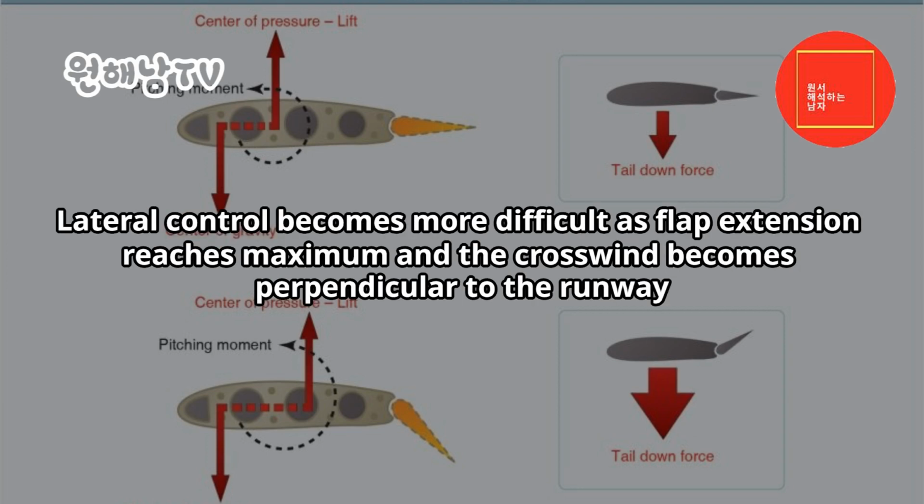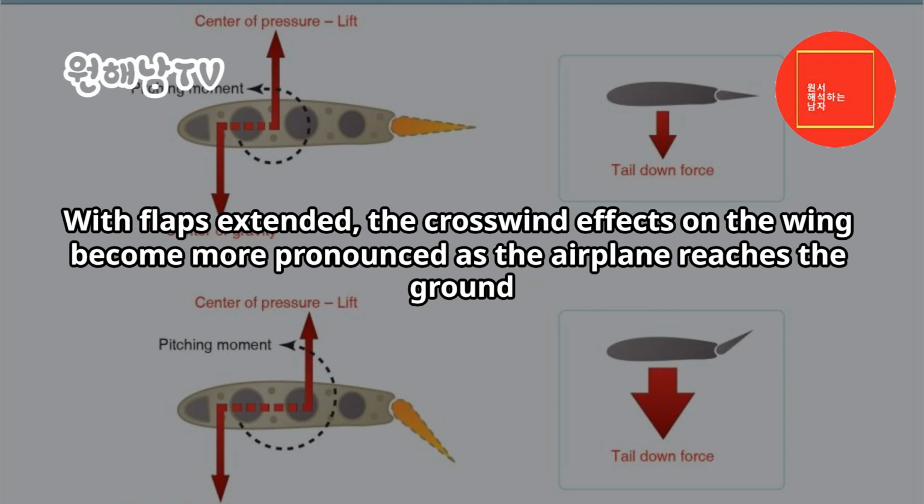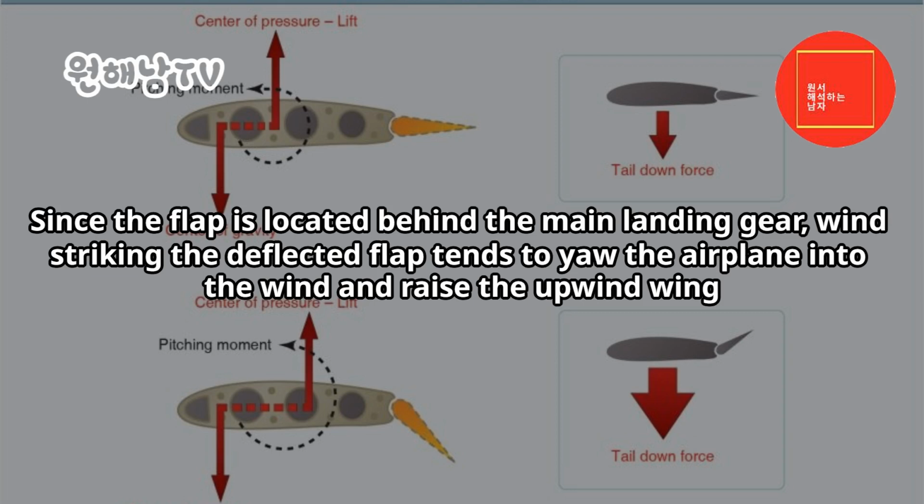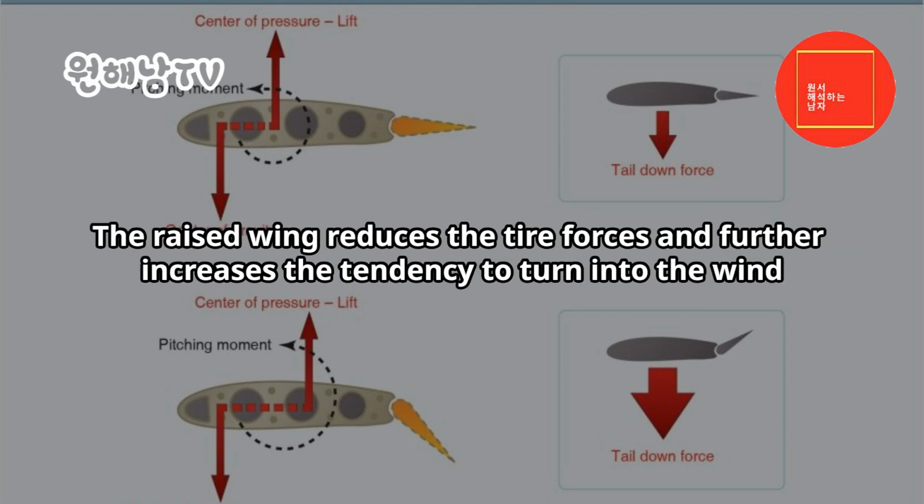Lateral control becomes more difficult as flap extension reaches maximum and the crosswind becomes perpendicular to the runway. With flaps extended, the crosswind effects on the wing become more pronounced as the airplane reaches the ground. The wing, flap, and ground on the upwind side of the airplane form a container that is filled with air by the crosswind. Since the flap is located behind the main landing gear, wind striking the deflected flap tends to yaw the airplane into the wind and raise the upwind wing. The raised wing reduces the tire forces and further increases the tendency to turn into the wind.